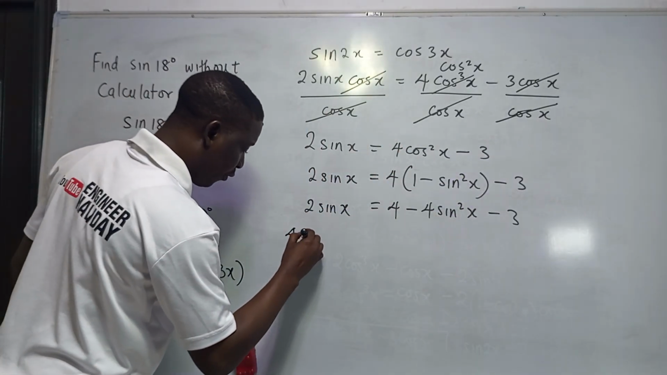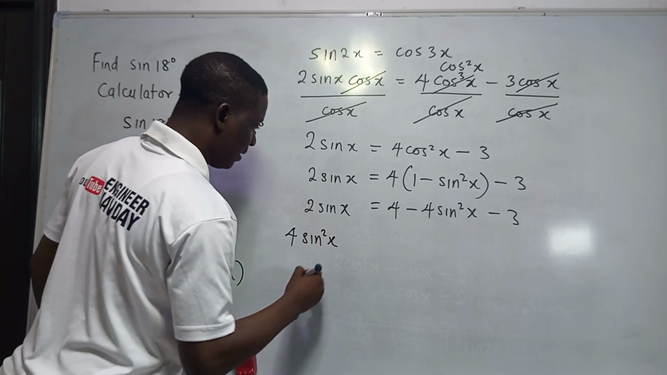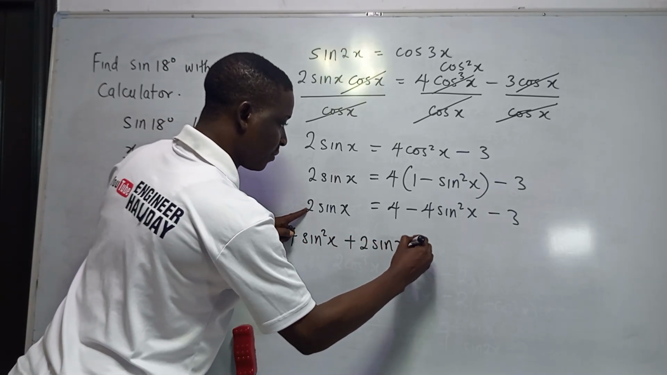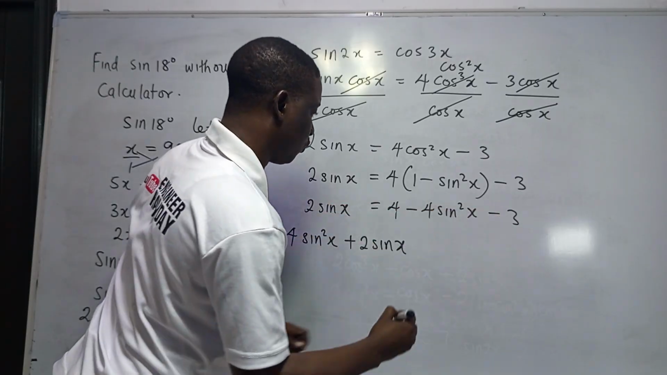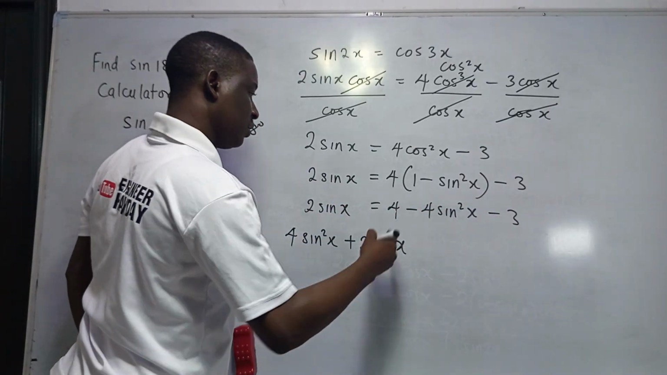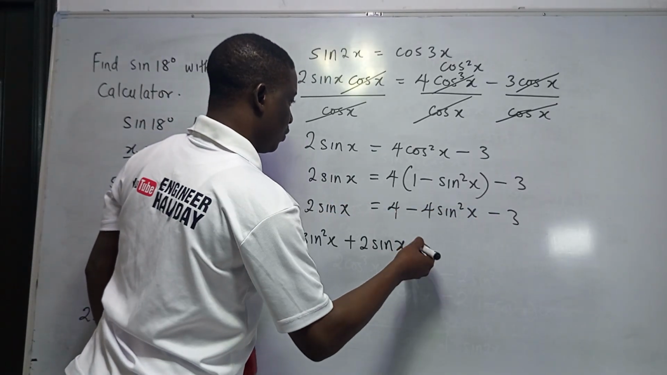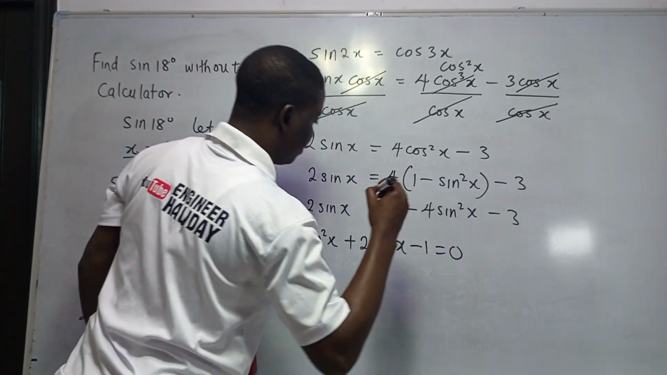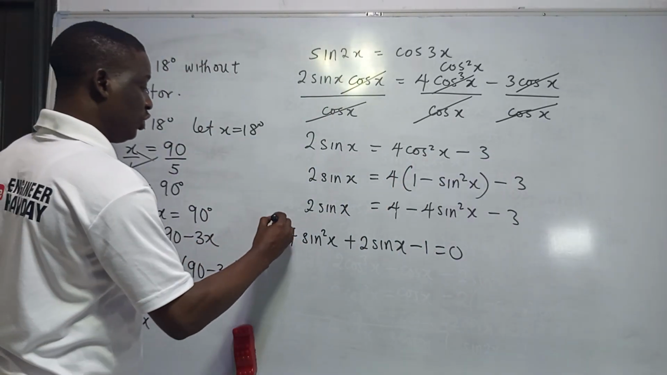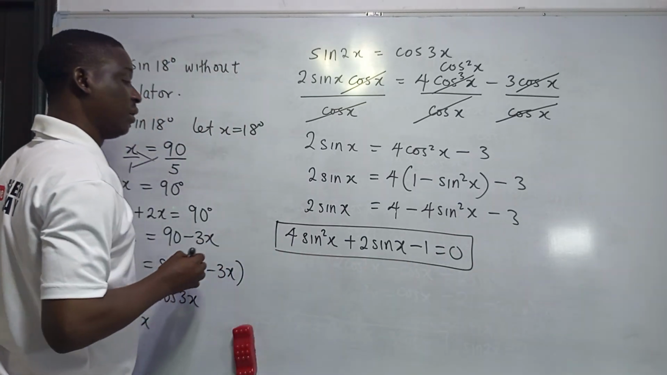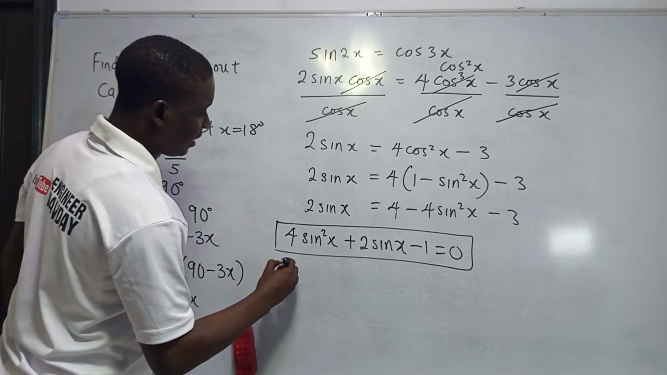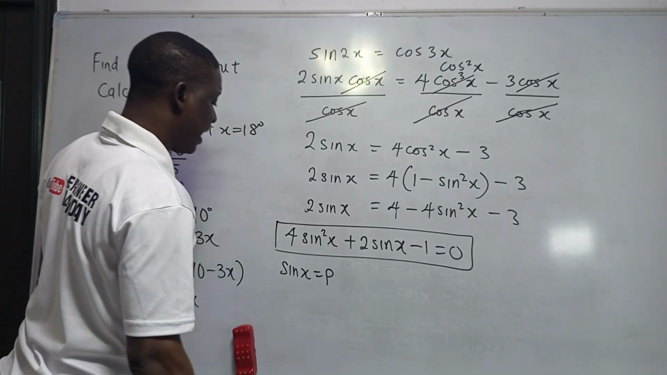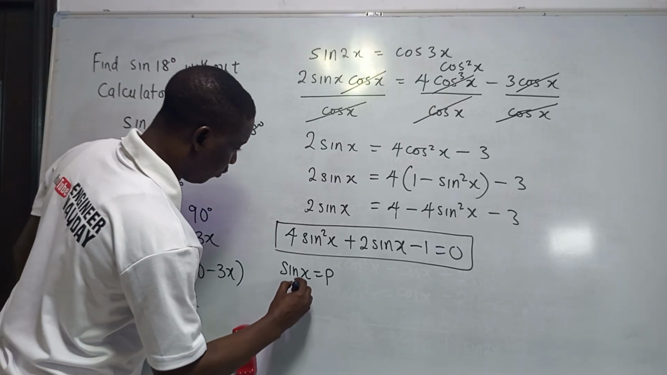I would have 4 sine square x plus 2 sine x. 4 minus 3 is 1. So if it is 1, we are going to move it to this other side, so it becomes minus 1. So this is the equation we want to solve now. Now, if you take sine x as equal to p, let sine x equal to p, I would have what?